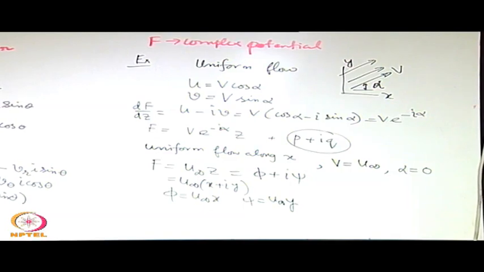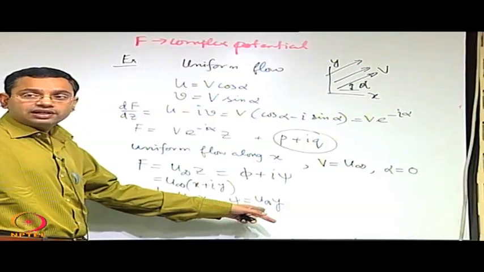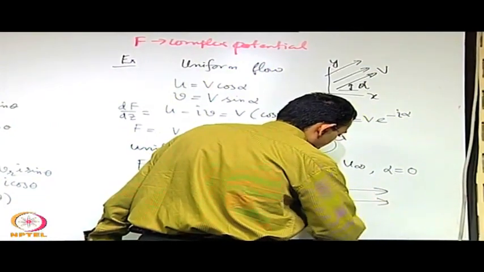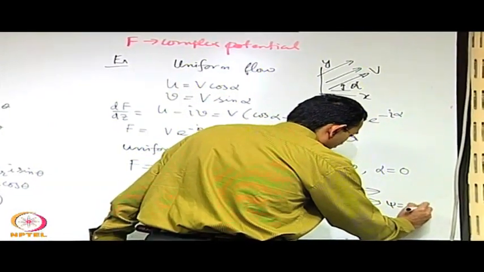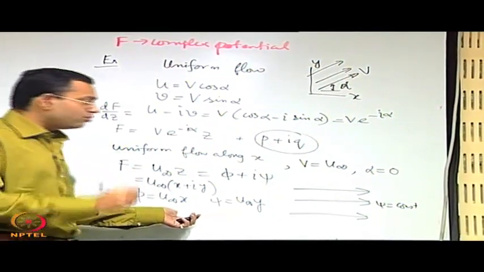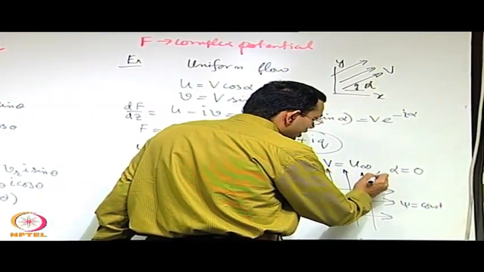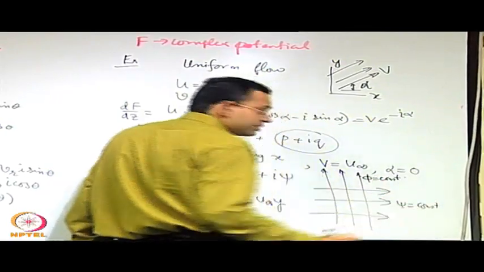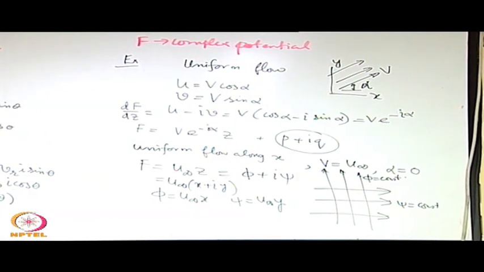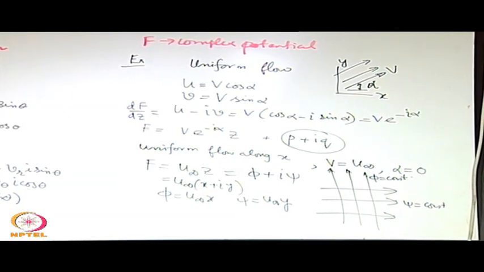So how do the streamlines look? Constant psi lines are lines with y equal to constant, parallel to the x axis. So these are the streamlines, psi equal to constant. Lines of phi equal to constant are x equal to constant, that is lines parallel to the y axis. So these are phi equal to constant, and you can clearly see they form a net of orthogonal lines. This is a very simple example, but it demonstrates the use of the method. From this we will go to more and more complex examples.